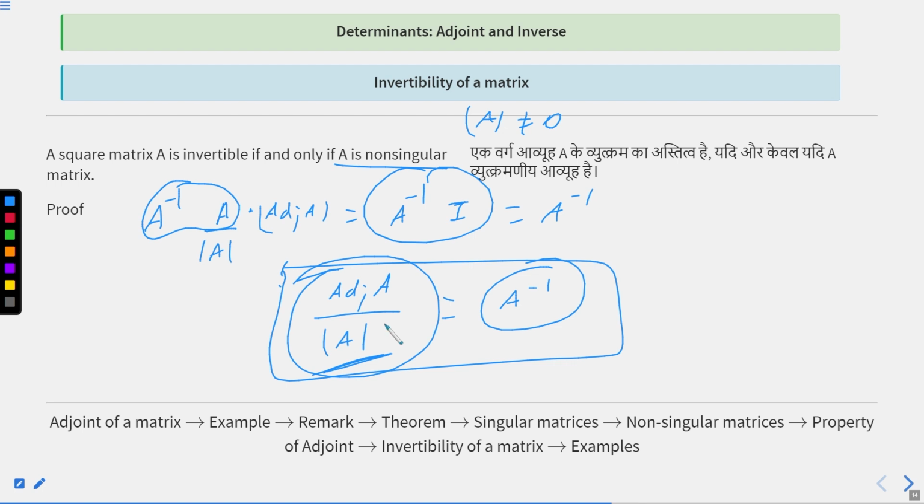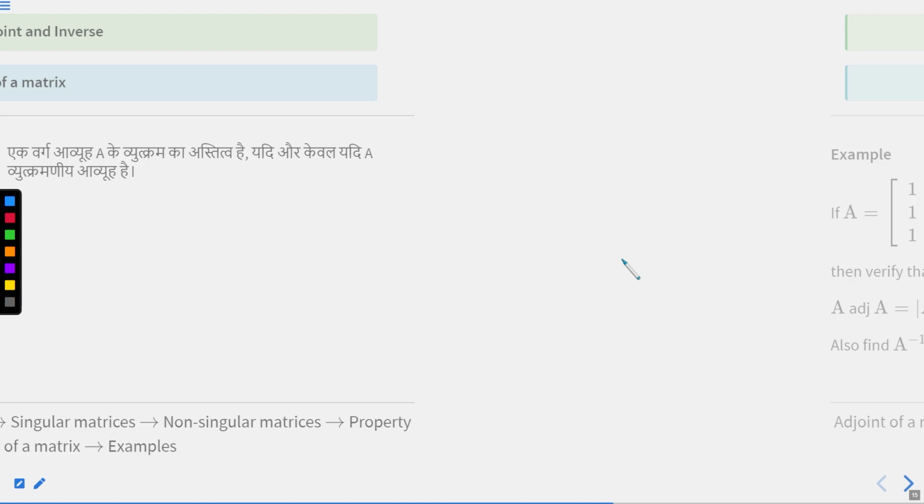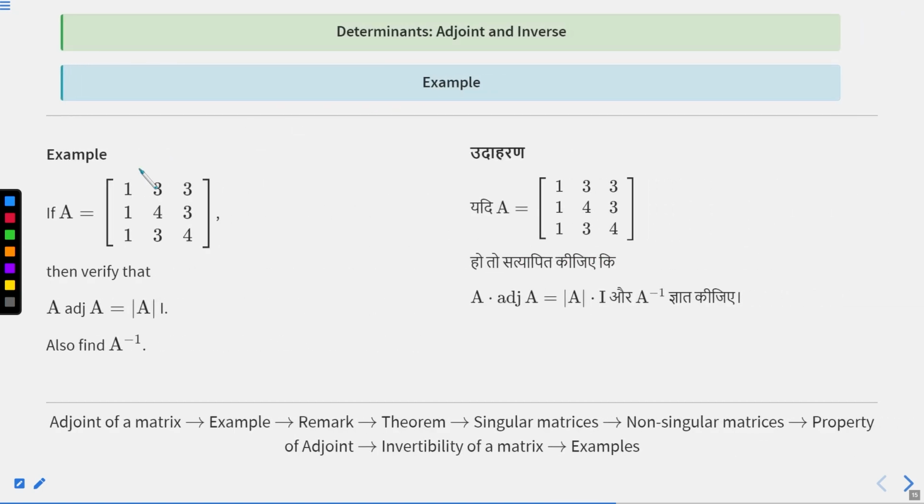Okay, so far so good. So this was a nice little proof for this. I hope that you understood. Now we will see an example. A is given like this, then we have to verify this thing, and then using this we have to find A inverse. Quite simple to do.